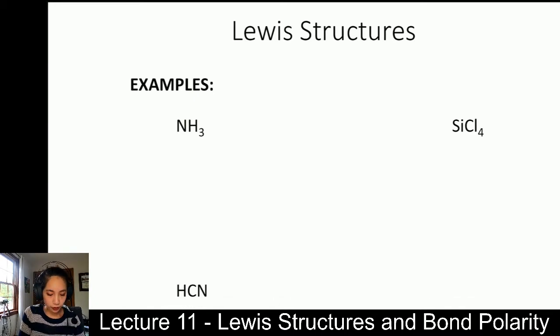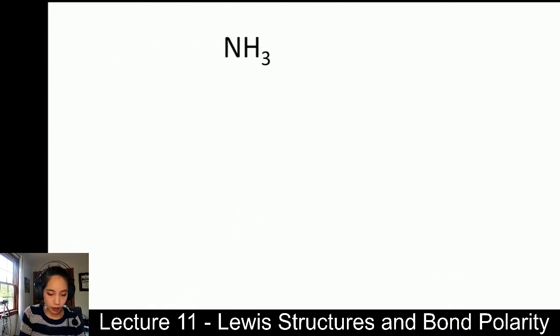The Lewis structure for NH3. So I'm going to follow the steps. So we have our chemical formula here. All right. So our first step is to count valence electrons. All right. So I'm going to add all those up. So nitrogen, if you look at the periodic table, nitrogen is group 5A. So it has 5 valence electrons.